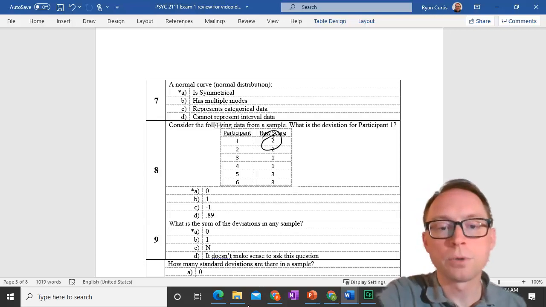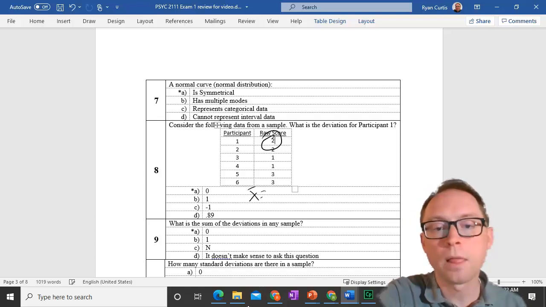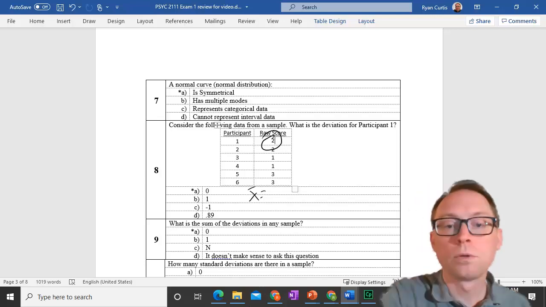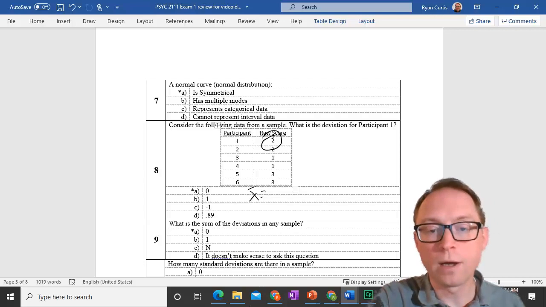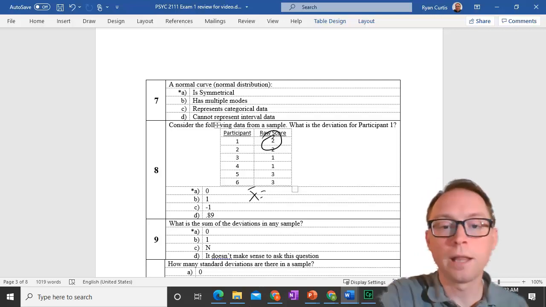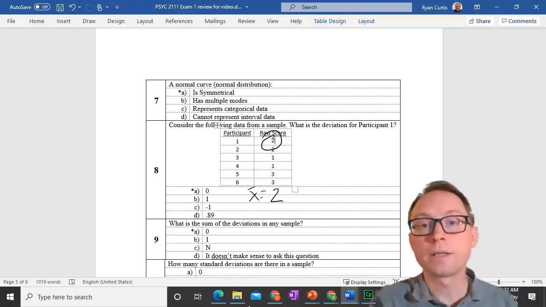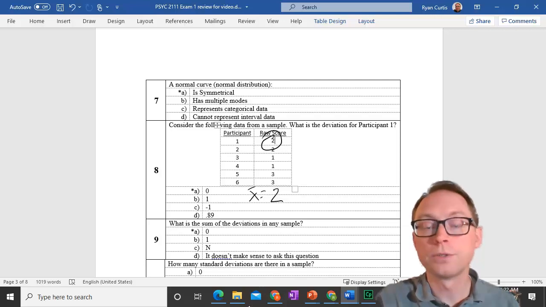Now this is from a sample, so the average is going to be x bar. So x bar is going to be adding up all the scores and dividing by 6, because we have 6 participants here. So 2 plus 2 plus 1 plus 1 plus 3 plus 3 is going to give us 12, right? So you add them all up, the sum of x is 12 divided by 6, then that means x bar is 2. And you get deviation by getting x minus x bar, x minus the mean. So 2 minus 2 is 0.